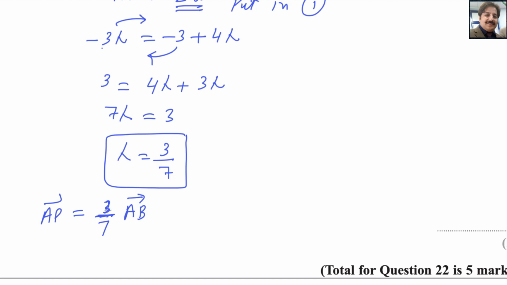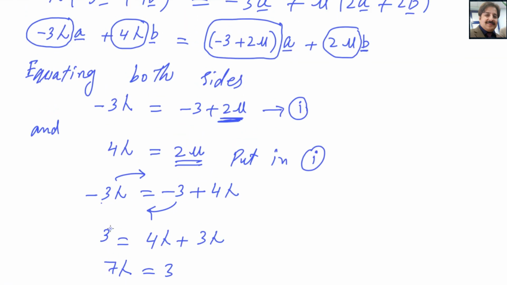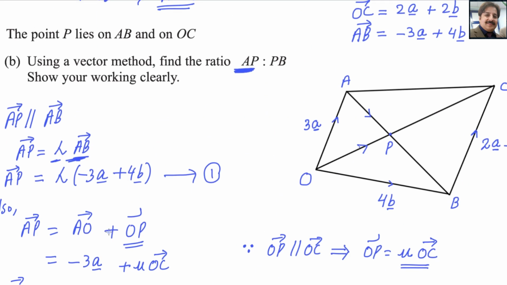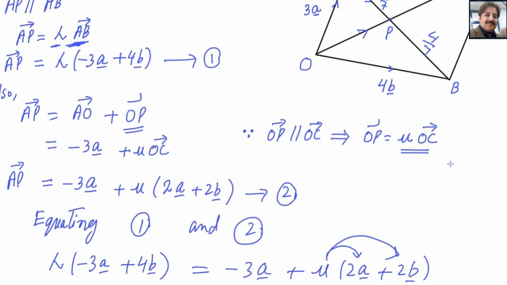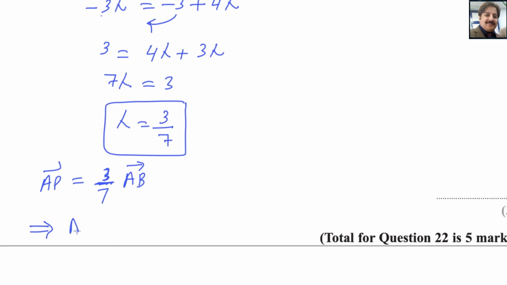Total parts are 7 here, and AP is the third part. The remaining part will be PB for sure. Okay, this means AP is 3 out of 7, so PB will be 4 out of 7, the remaining part. Total part AB will be 1 for sure. So the ratio between AP and PB will be 3:4. Hopefully you understand. This implies that the ratio of AP to PB is 3:4.